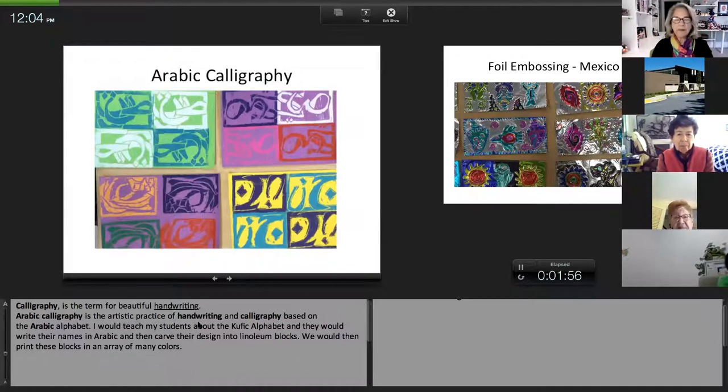Another craft that we taught was calligraphy. It basically means beautiful handwriting. This is Arabic calligraphy. I wanted to teach my kids something about an alphabet that they weren't familiar with. So we looked at the Kufic alphabet and I taught them how to write their names. And then with the name design, they carved this design into linoleum blocks and we printed them in letters.